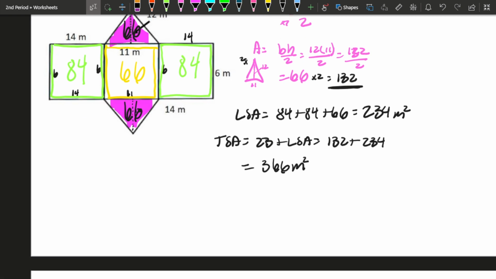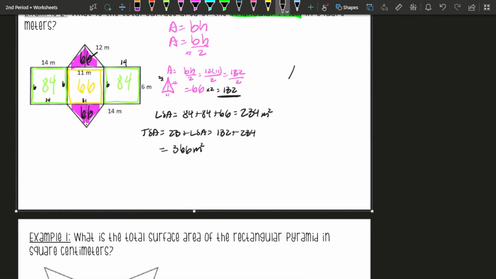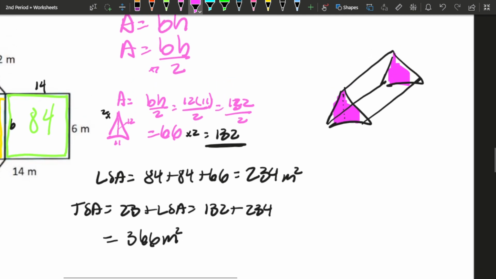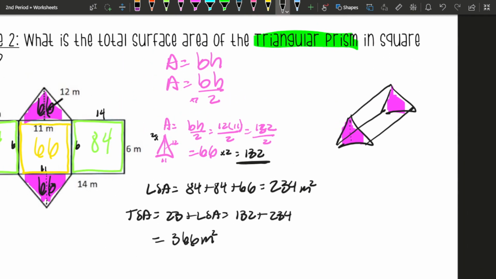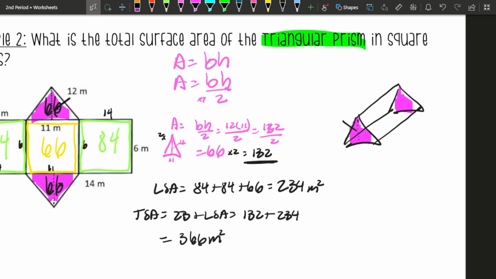Okay, so how does this look as a triangular prism? So let's draw it. Right here, those are my two bases. I'm going to connect them like this, and I'm going to label everything. So, easy to see my base right here and my base right here, right? Let's put in the numbers where they go. What is this right here? The height of the triangle. 12. What is the bottom of the triangle?